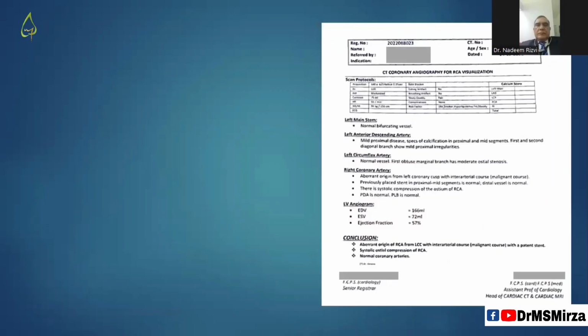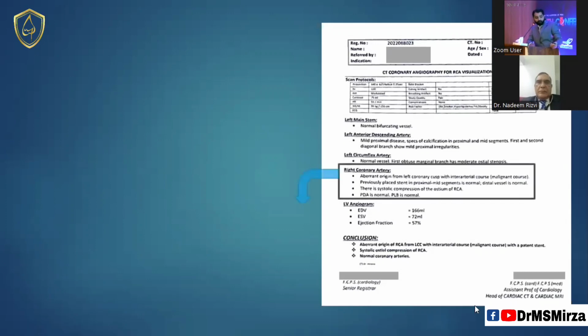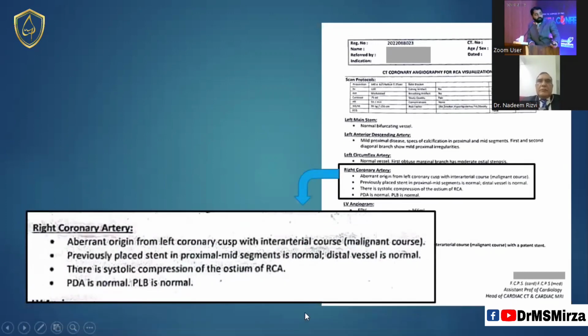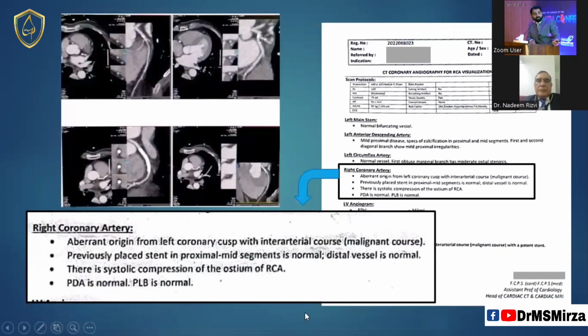After going through the literature, we came to know that different institutes, after performing anomalous RCA stenting, also advise their patients to go for CT coronary angiogram. We also did the same. And here is the report: aberrant origin from the left coronary cusp with interarterial course, that is the malignant one. So our patient had a malignant course.